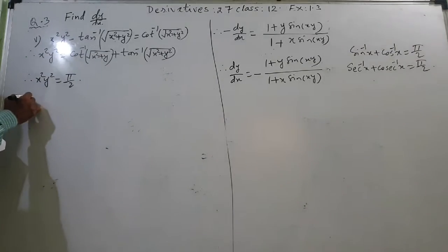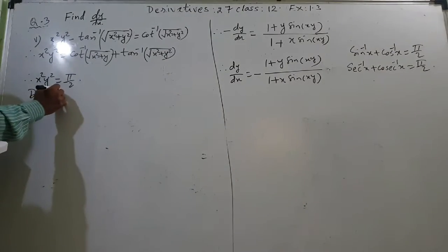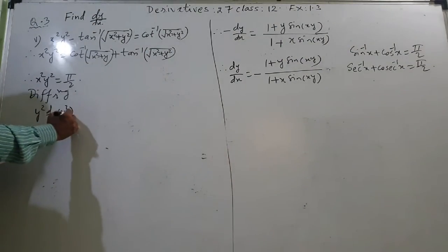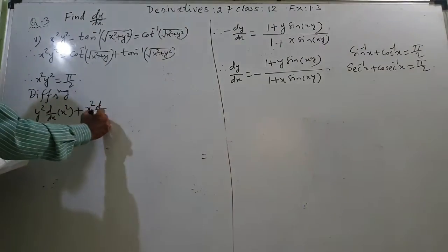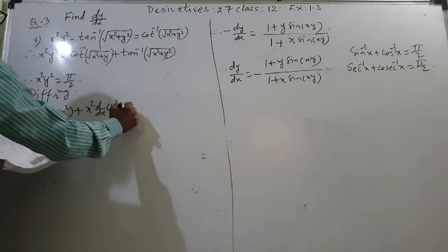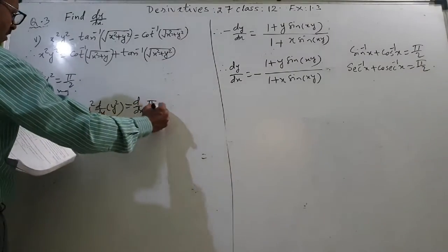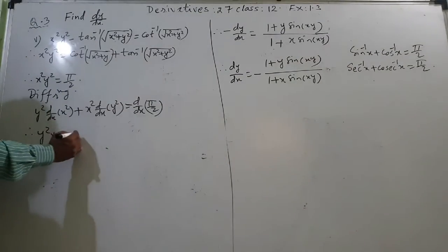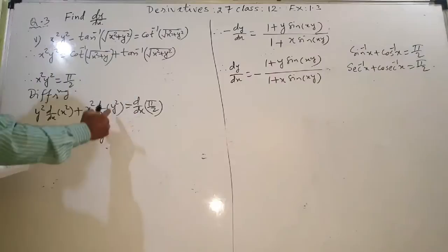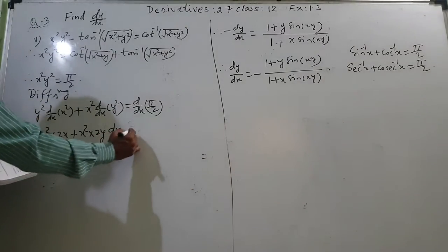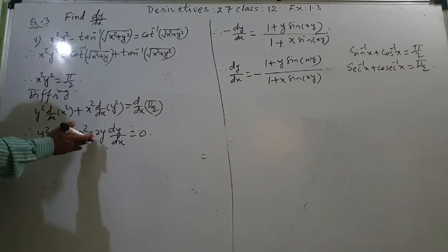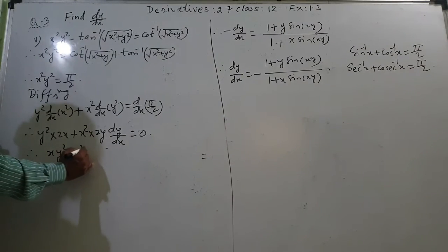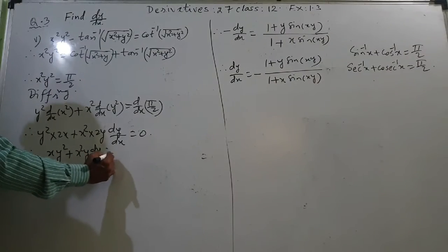Now take the derivative, differentiating. Using the product rule: y square as it is, d by dx of x square, plus x square as it is and d by dx of y square, is equal to d by dx of pi by 2. Pi by 2 is constant, derivative will be 0. Therefore, y square into 2x plus x square into 2y dy by dx is equal to 0. Therefore, divide by 2, so this will be xy square plus x square y dy by dx is equal to 0.